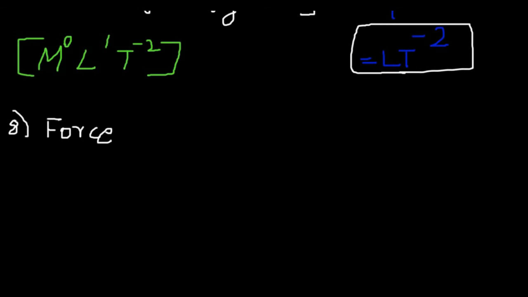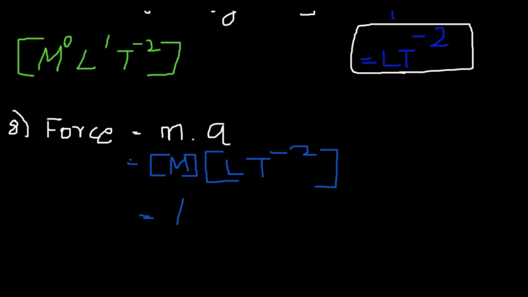Next derived physical quantity is force. What is the formula of force? By Newton's second law, you would all have come across the formula that force is equal to mass times acceleration. The dimension of mass is capital M, and acceleration is L T power minus 2. If we combine this, we will get M L T power minus 2.